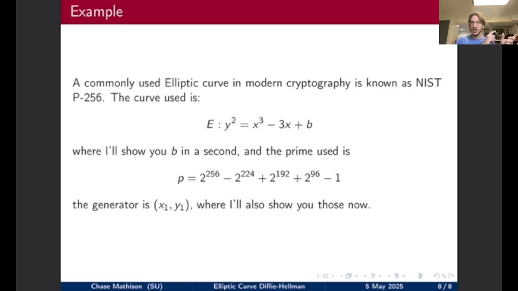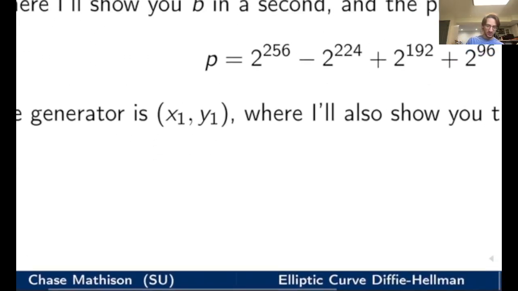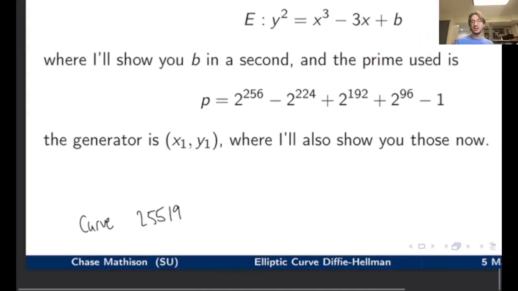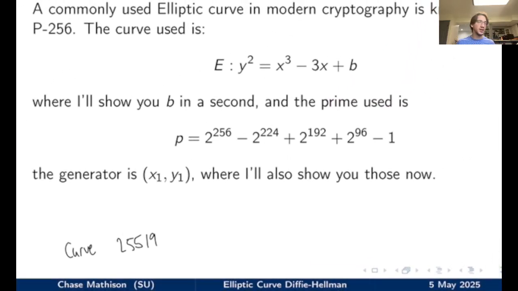You can get from the Montgomery form to this form by just a change of variable. But because it uses that form, I didn't want to use it for this example. But if anyone's interested in it, that curve is actually considered a little bit safer than this curve. So curve 25519 is something that you can look up to see another curve that's used in modern cryptography. And in general, there's a bunch of curves that you can go and look up.